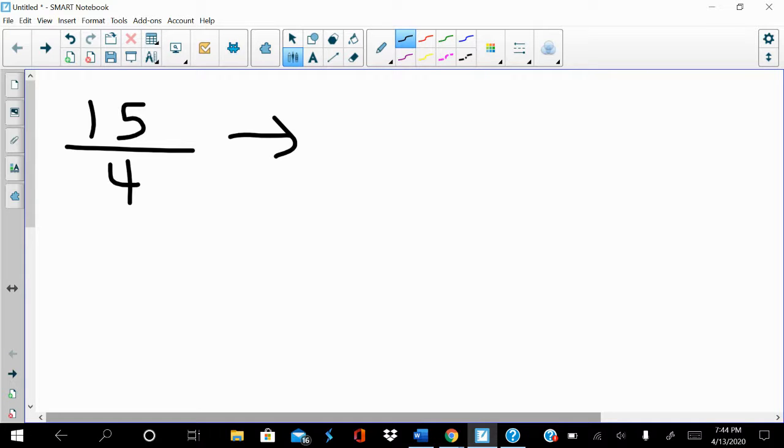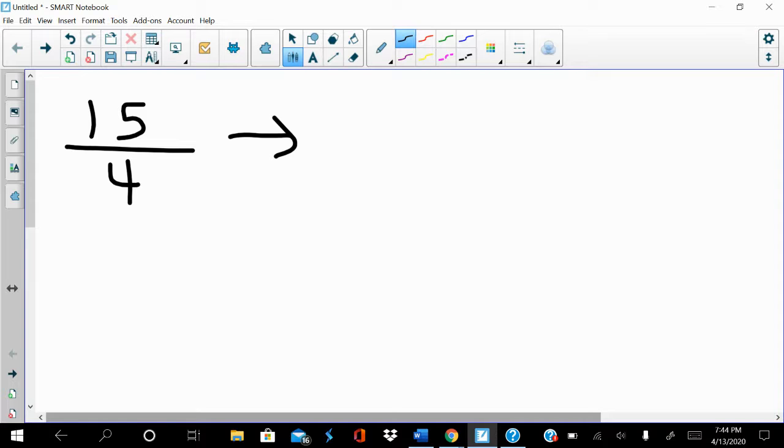Like if I'm in the kitchen, I'm making a cake, the recipe wouldn't say I need 15 fourths cups of sugar, right? We would need to convert that into the whole numbers and any other fractional parts that are left over.